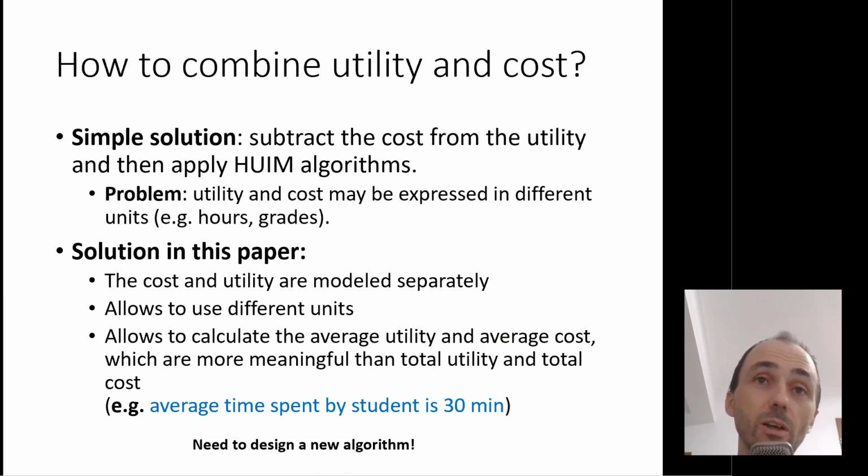So for example, it is more interesting to know that students usually take an average time of 30 minutes. This is the average cost, okay? But this is more interesting than knowing that the students in total took 1,000 minutes. This is not very useful. But on average, the student takes 30 minutes. So this is more interesting. So we believe that by modeling utility and cost separately, we can have the average utility and average cost, and this may be more interesting.